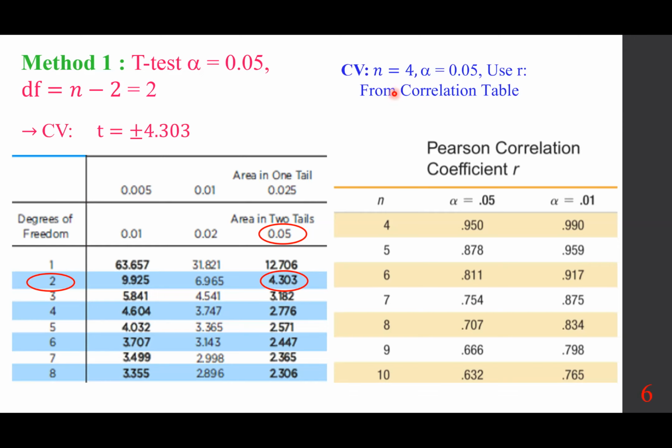If you want to go with the second method, you have to use the Pearson correlation coefficient r. And again, the information from the previous page, n is 4, alpha is 0.05. Put them together. What do you find? 0.950. You know it's a two-tailed test. Therefore, the critical value based on the Pearson correlation coefficient is plus minus 0.950. I just wanted to show you how I got those critical values from the two tables.